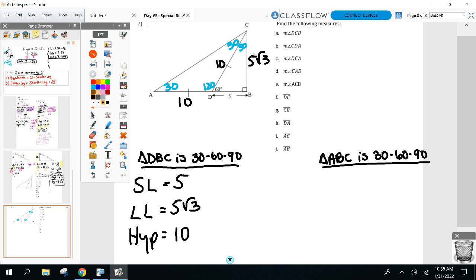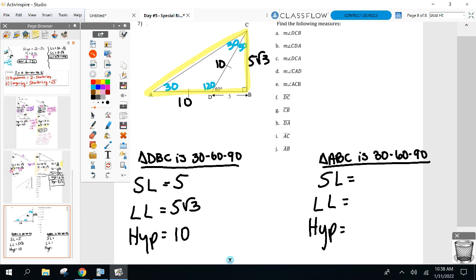Next, I also had another special right triangle. Now, look at the big right triangle. You can only use sides in that triangle. Which side do you know? Shorter leg, longer leg, or hypotenuse? We actually know two of them, don't we? What's the shorter leg up here? 5 radical 3. It's across from the 30, right? Everyone see? Take a look. Here's the 30. Across from it is 5 radical 3.